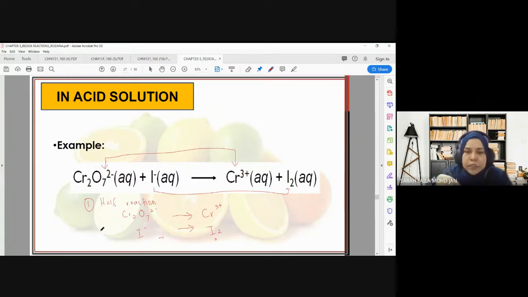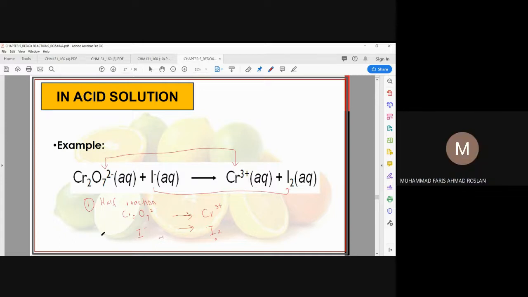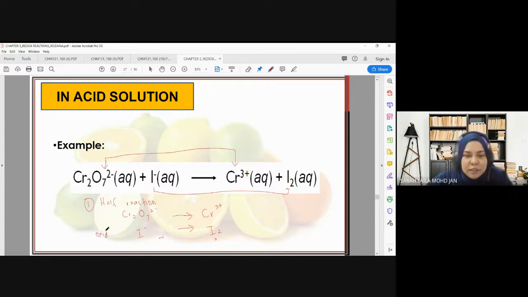Yesterday kita dah belajar, kalau gain oxidation number ataupun increase oxidation number, what is the process here? Oxidation, yes, oxidation. Sebab you kena tengok definition. Gain oxidation number is oxidation. Automatic the other one would be reduction. Okay.